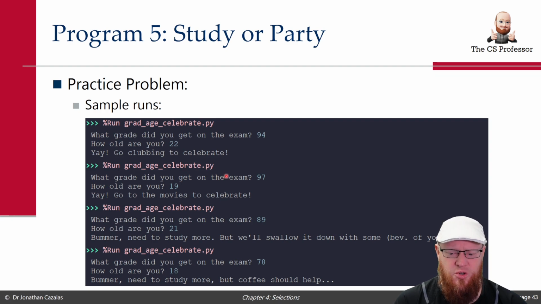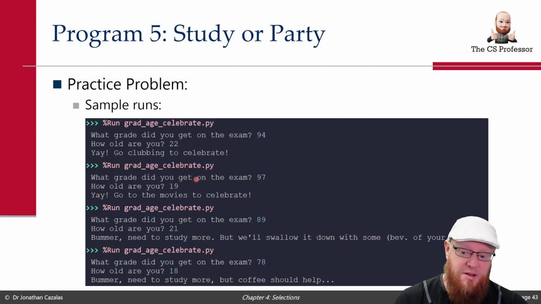Or we ask them, what grade did you get on the exam? They got a 97. How old are you? They still got the 97, but now they're less than 21. They're 19. So we say, yay, go to the movies to celebrate.